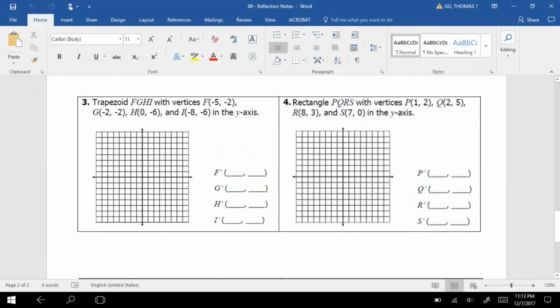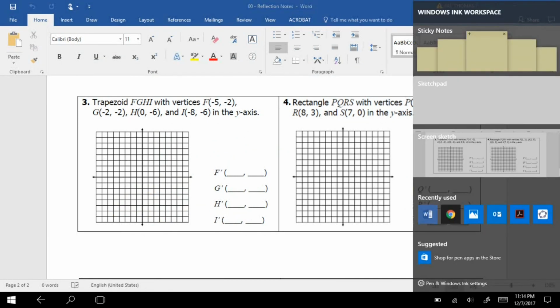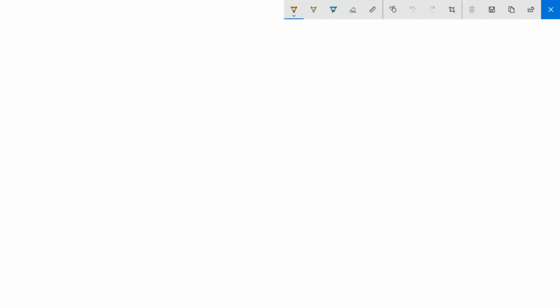And then finally, I'm just going to tell you the rule for if you're reflecting over a diagonal line, y equals x. Here's the rule, check it out. If your original point is (x, y), then your new point is going to be (y, x). So all we did was switch the y and the x.